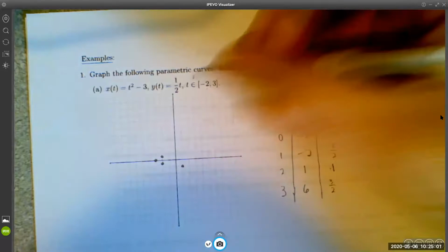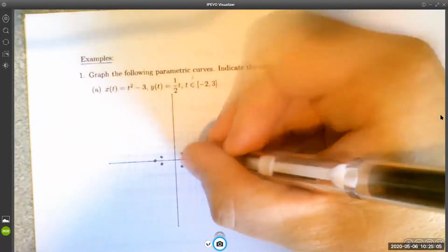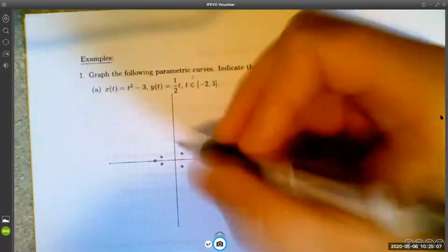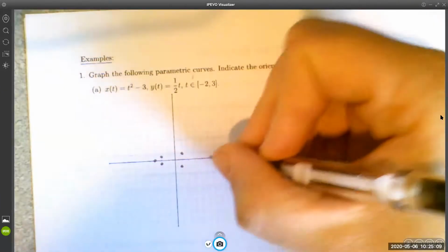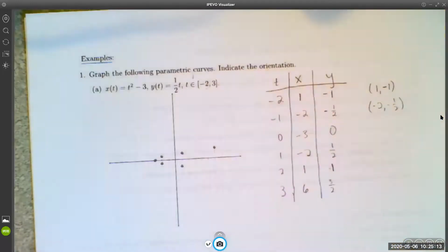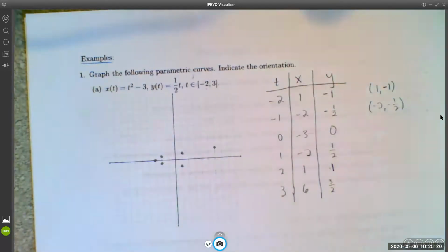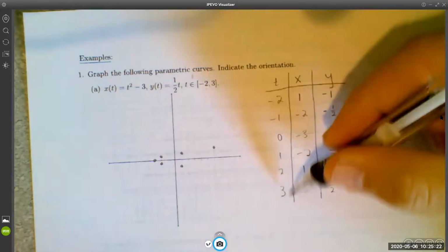Okay, and then I've got 1, 1, 1, 1. And then I've got 6, 3/2. 1, 2, 3, 4, 5, 6, 3/2 right there. Oh, this is weird, right? In what order should I connect the dots? Well, I should connect the dots in increasing order of t, right?